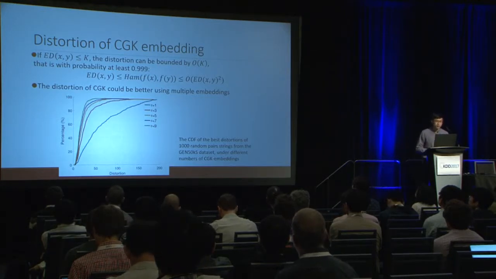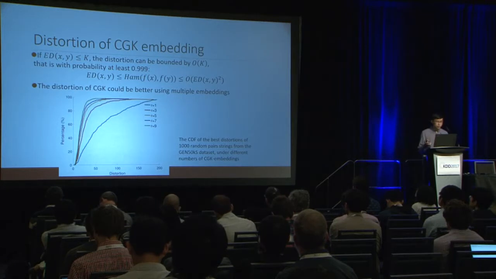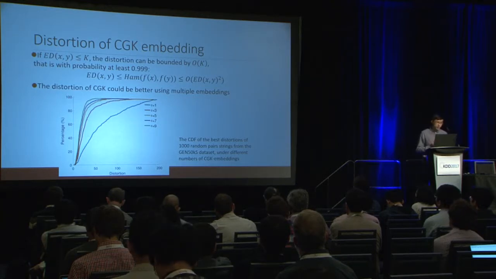So here is a plot that shows the CDF of 1,000 random pairs and a different number of CGK embeddings. The x-axis is the distortion, the y-axis is the percentage. We change the number of embeddings from 1 to 9. As we can see, after increasing the number of embeddings, the minimum distortion decreased a lot.